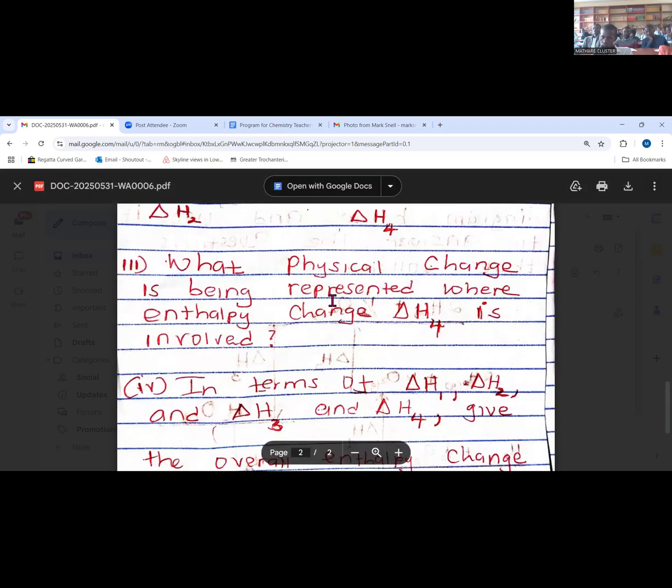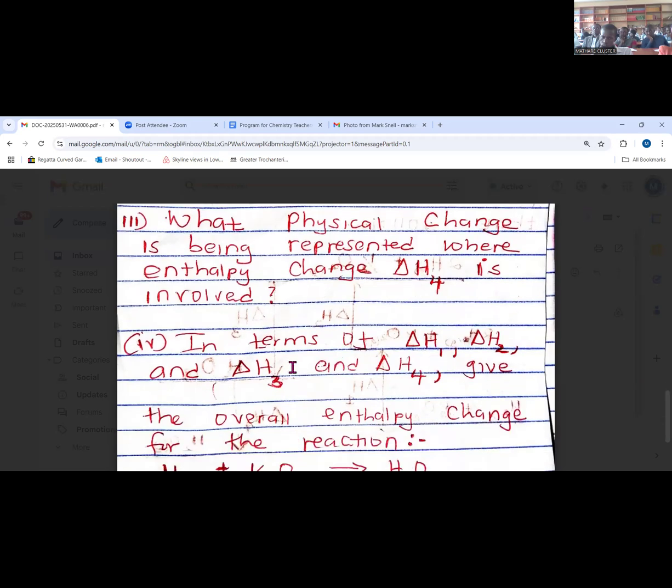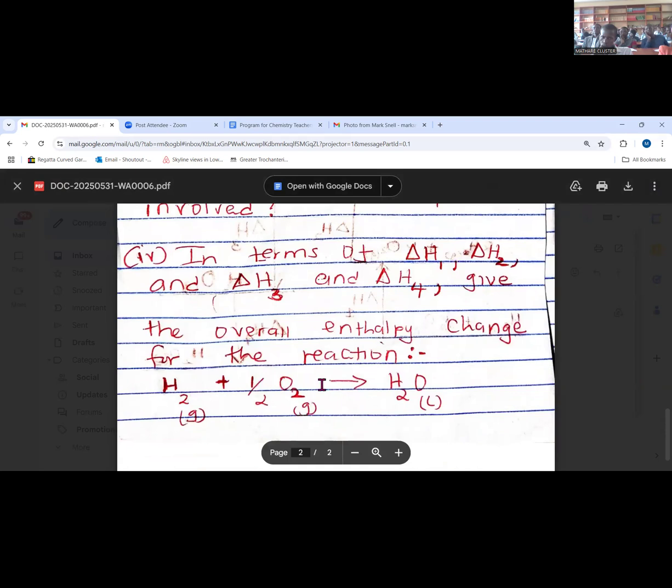What physical change is being represented by 4? That's the one that's turning from a gas into a liquid, so that's condensation. In terms of 1, 2, 3, and 4, give the overall enthalpy change for hydrogen burning in oxygen to make the liquid.